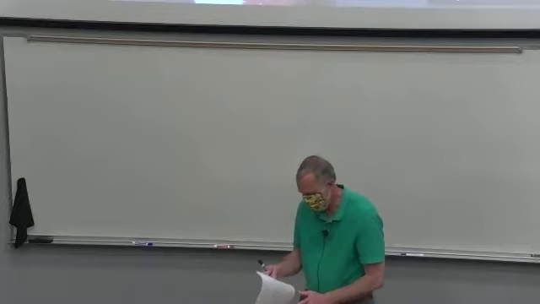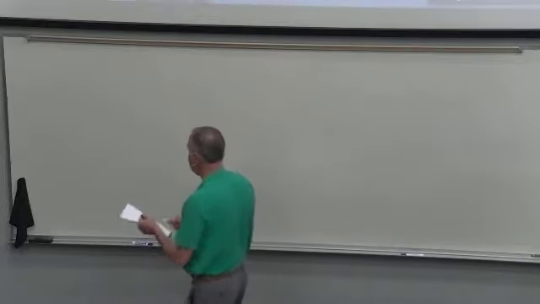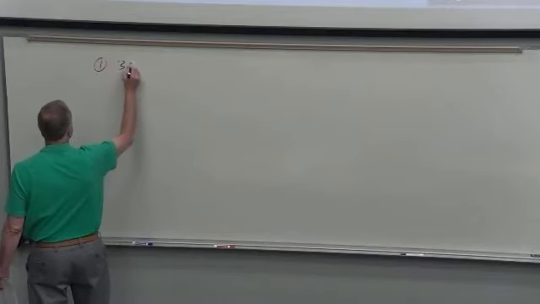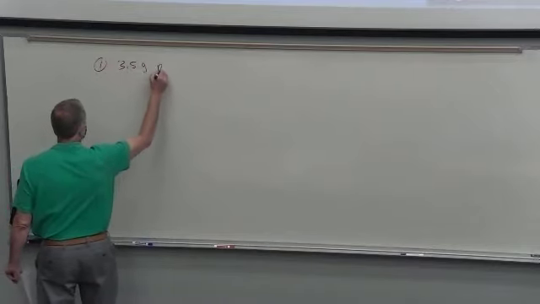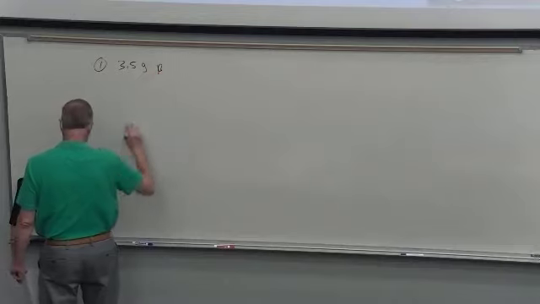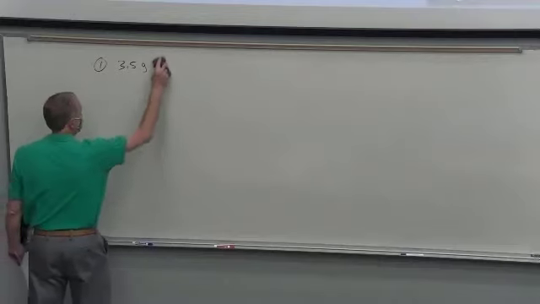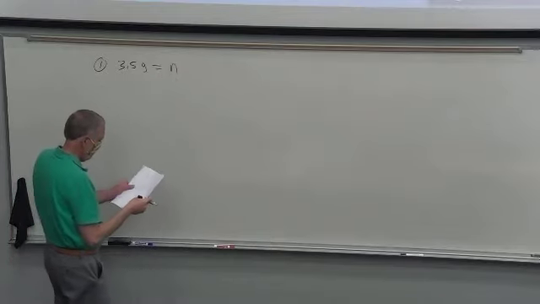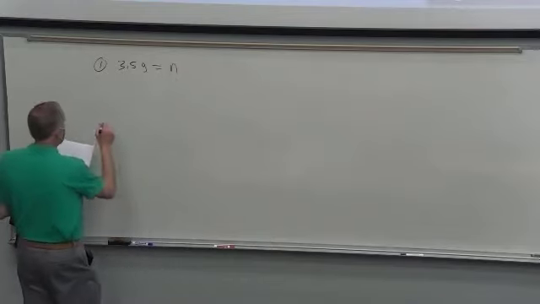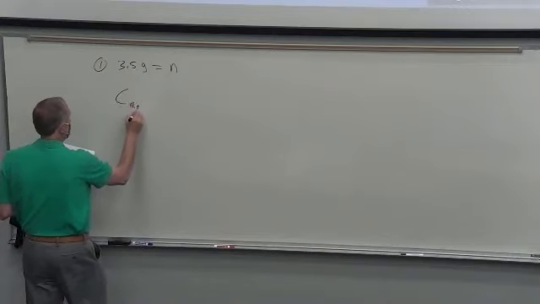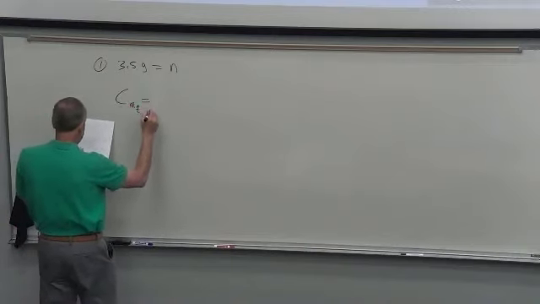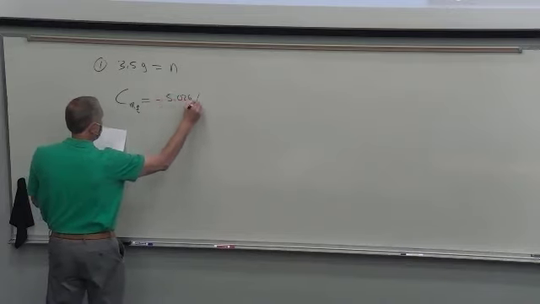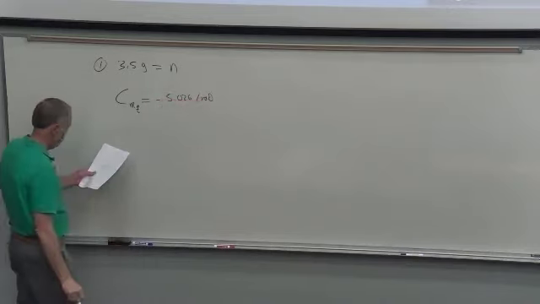All right, homework problem number 1. We're doing a 3.5 G pull-up. So you're given a formula for CMQ. You should get minus 5.026 per radian.